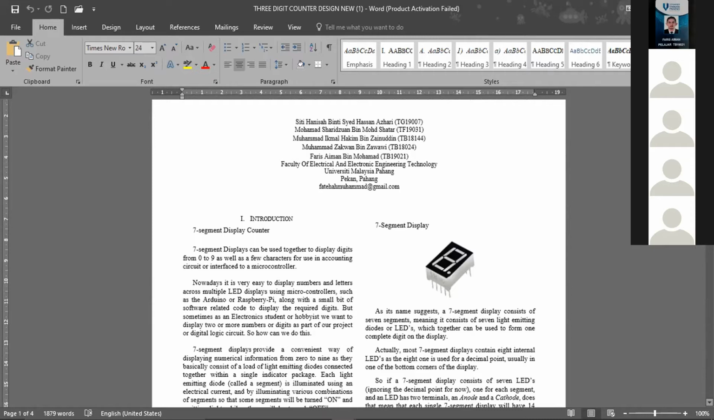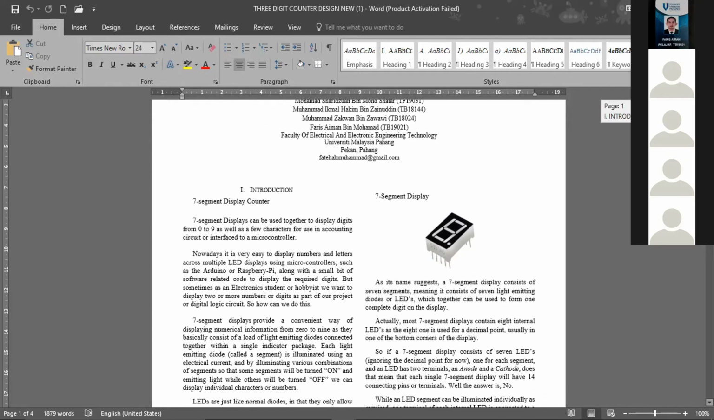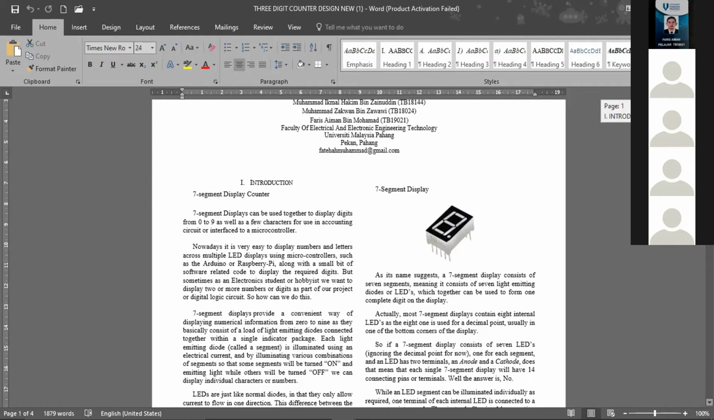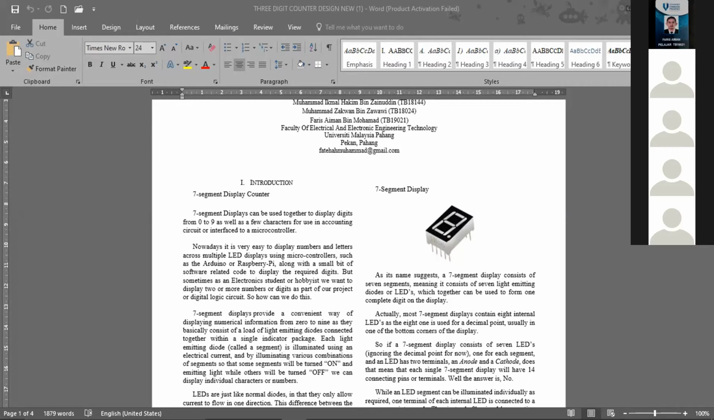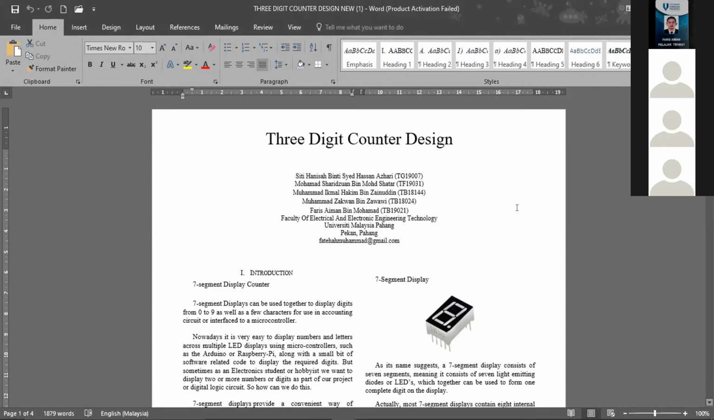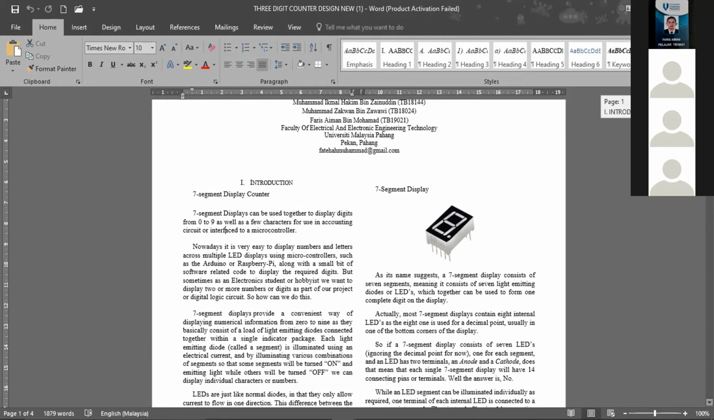The most important part, we must check the format. We must use IEEE font types. Yes, anything? Okay, for the introduction part I think it is okay. Next part.